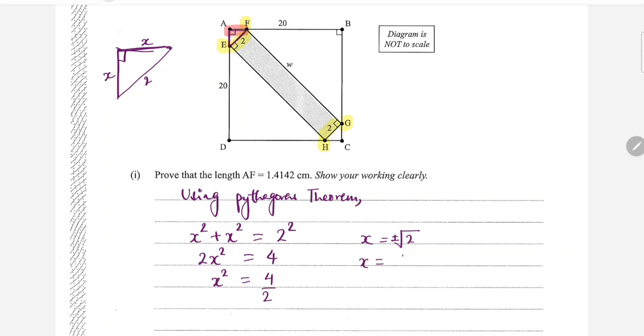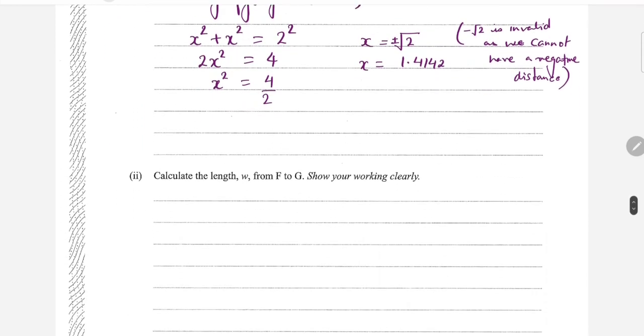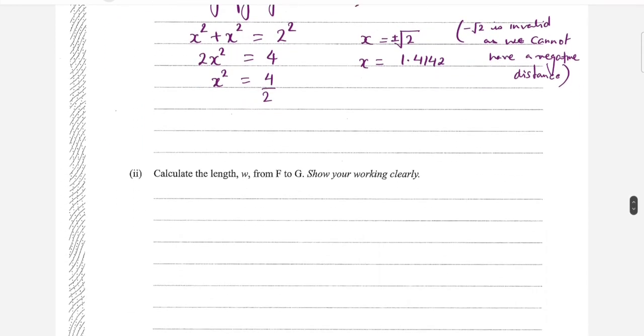X is equal to 1.4142. All right, you can say negative root 2 is invalid as we cannot have a negative distance, right? Or negative length of a square or something like that. Cool. Next one.